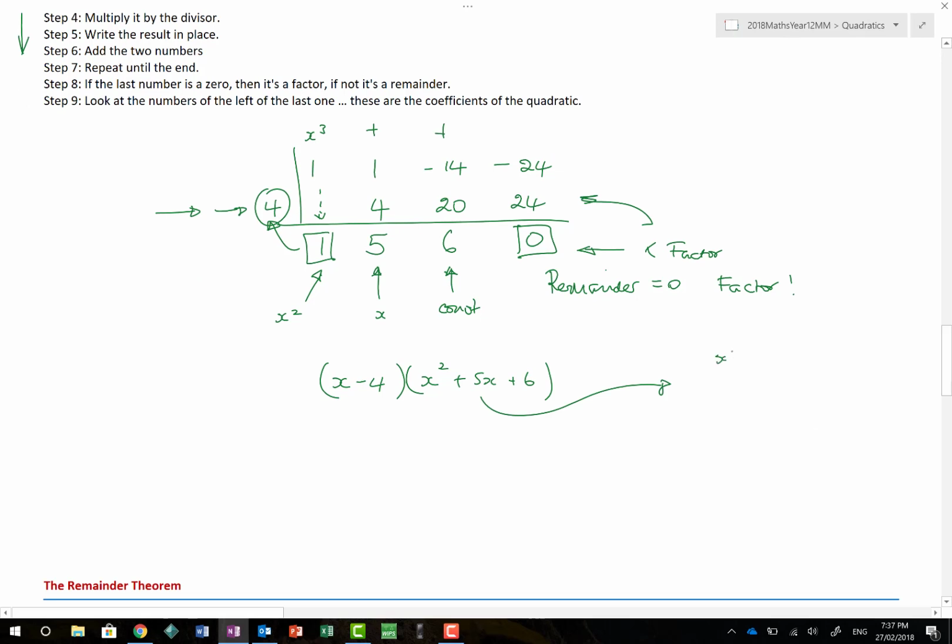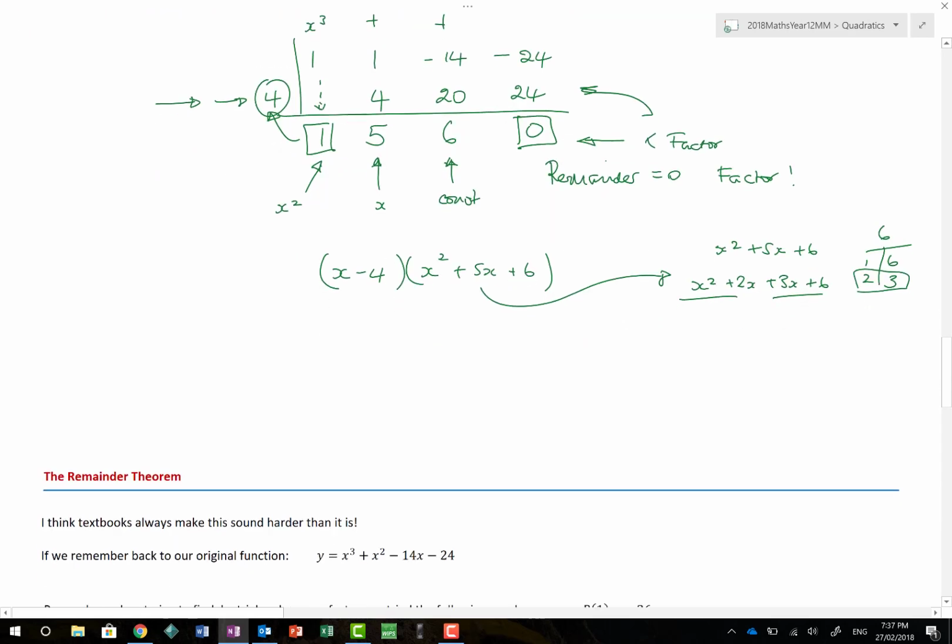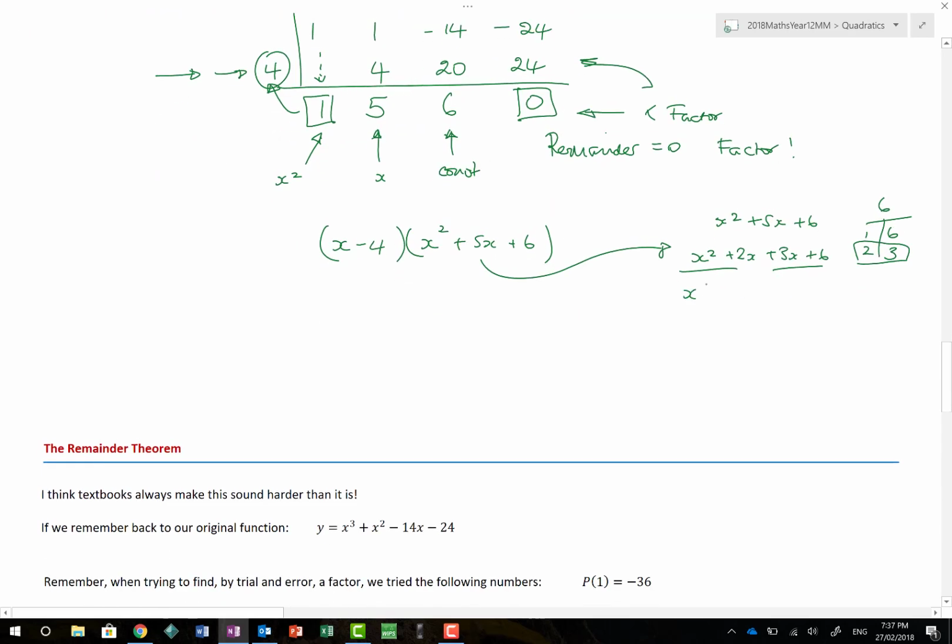So, using our t method, we get x squared plus 5x plus 6. So let's draw our t. We've got a 6. So that's 1 and 6, 2 and 3. That seems to work for me. We have x squared plus 2x plus 3x plus 6. Factorize our pairs.